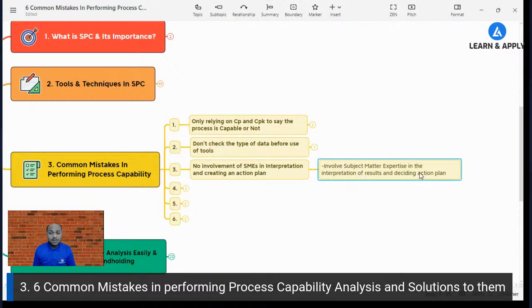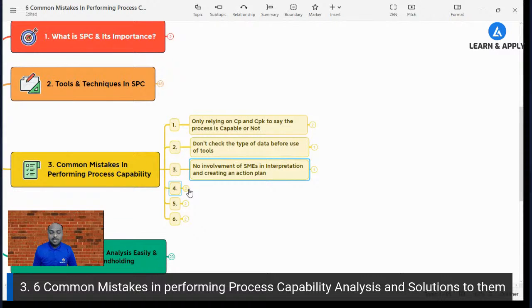Now, what is the meaning of subject matter expertise? The people who have knowledge about that process, that product or service or information, in the area in which you are going to perform this process capability analysis, must be involved. They must be involved during planning of the process capability analysis, performing it, and also during the interpretation of the results, deciding the action plan, and real life implementation as well, right? So this is the third mistake and the solution for that.